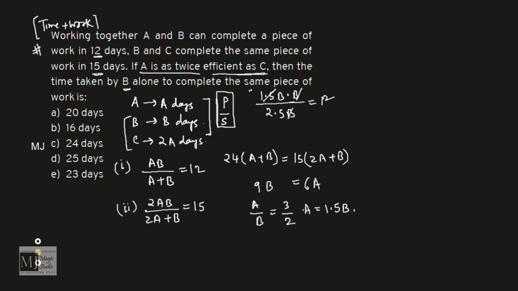B cancels out. 0.5 times 3, 5. 3b equals 60. B equals 20. So B alone would be able to complete this piece of work in 20 days. Wonderful.